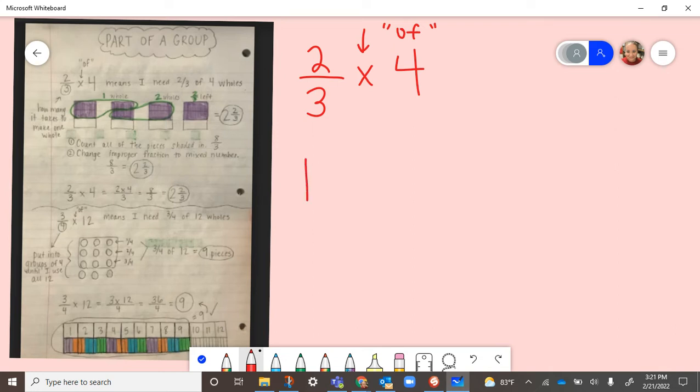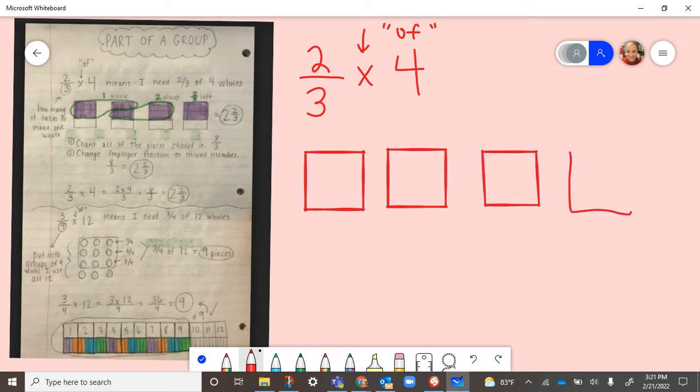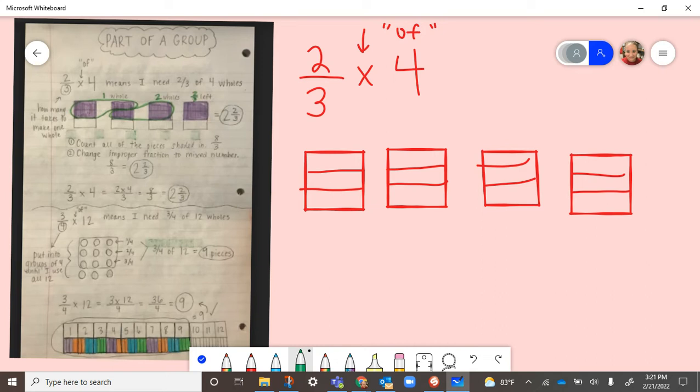So if we take 4 wholes, so here's 4 wholes, and we're going to break them into 3 parts. And we're going to show 2/3. So there's 2/3, 2/3, 2/3, and 2/3. So 2 out of the 3 parts are shaded. We want to know what 2/3 of 4 is.